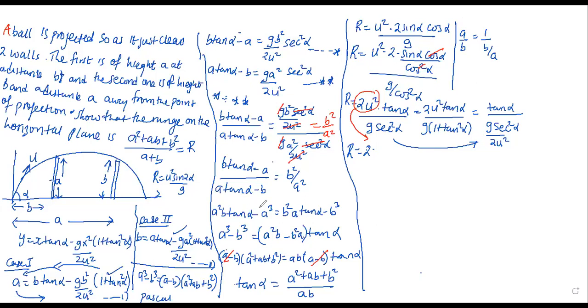Okay, let me go on. So this is going to give me a squared plus ab plus b squared over ab. All is over, eyes open wider, g sec squared alpha over 2u squared is here in one of these two. Which one do you want to use? Star 1, star 2.